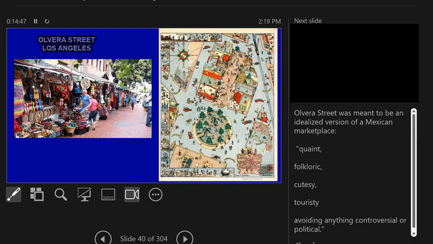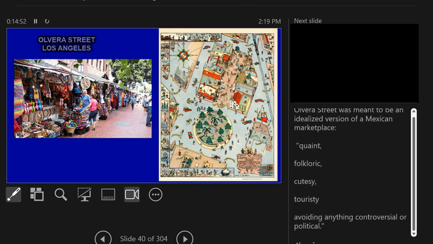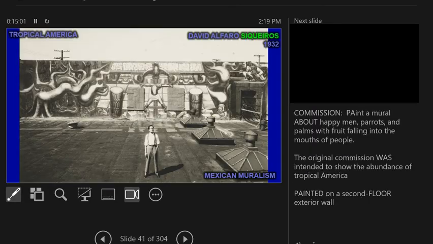Now, Olvera Street is meant to be an idealized version of a Mexican marketplace. It's very quaint, it's folkloric, it's cutesy, it's touristy, and it avoids anything that is controversial or political until he gets here. All right. So the commission, listen to what he's been asked to paint. The commission asked him to paint a mural about happy men, parrots, and palms with fruits falling into the mouths of people. That's the assignment.